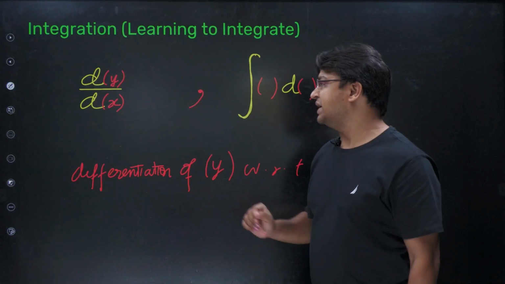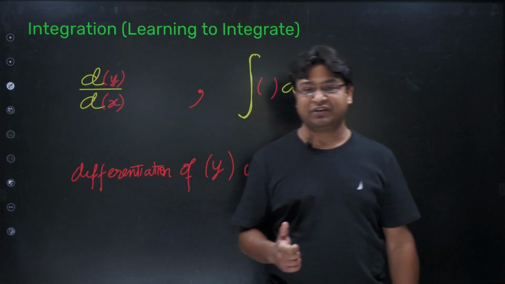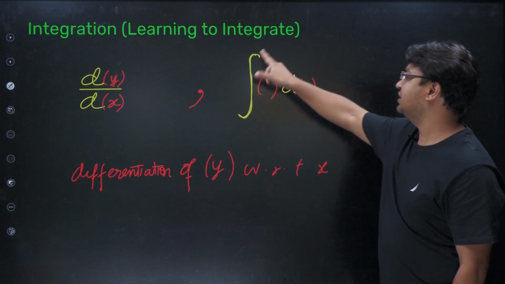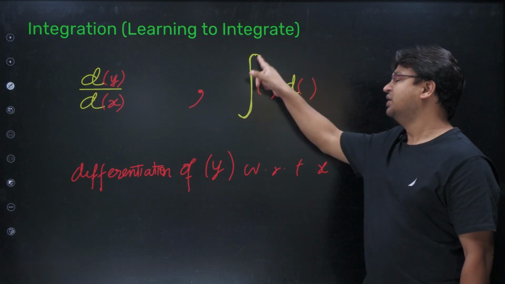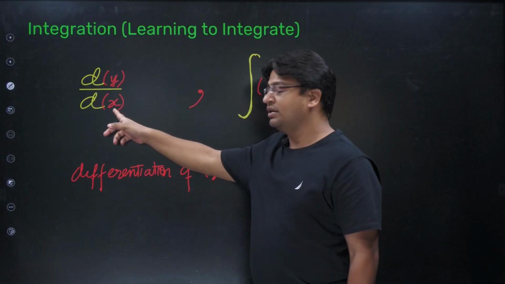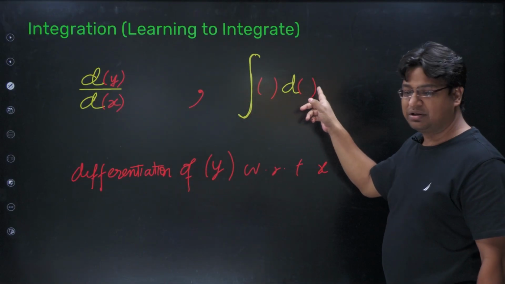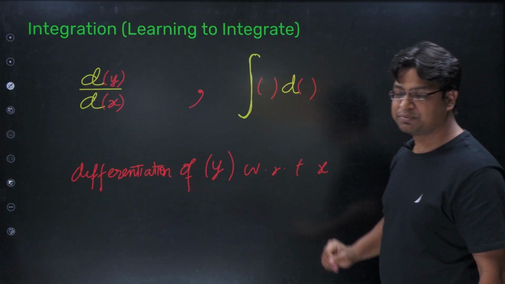Just as the d by d is a permanent thing in the symbol of differentiation, in the integration symbol, which is called the integration symbol or the integral, this d and the integral sign are the permanent entities. Whatever you write here, you say that you are differentiating with respect to that. Whatever you write here, you differentiate with respect to that.